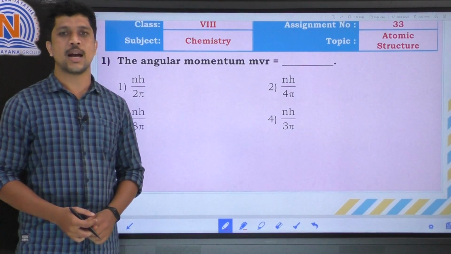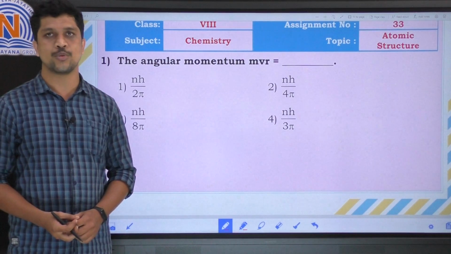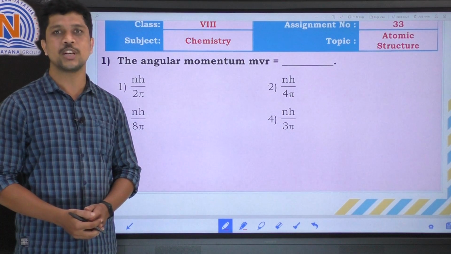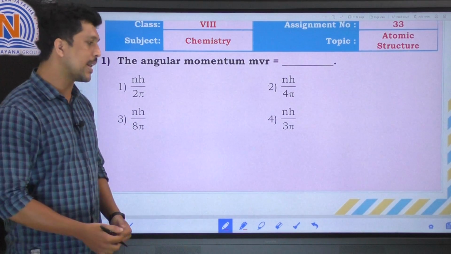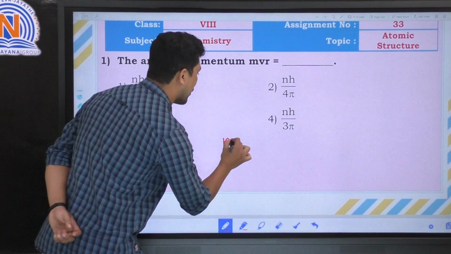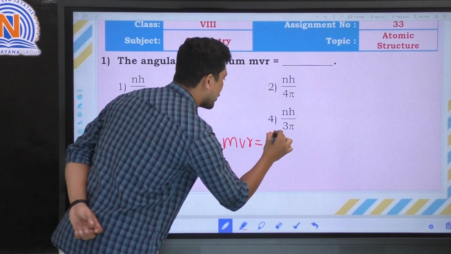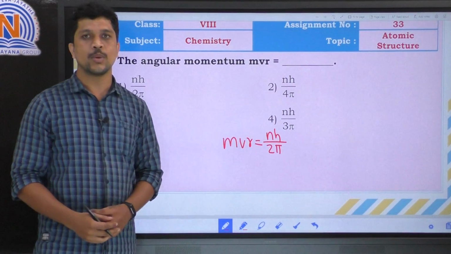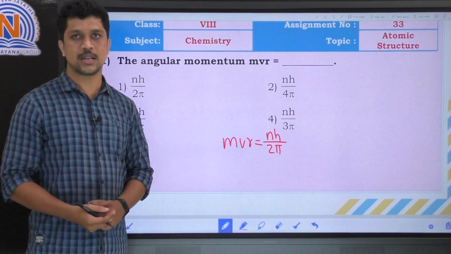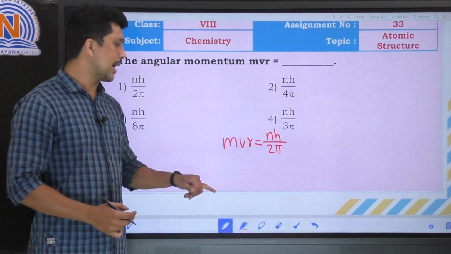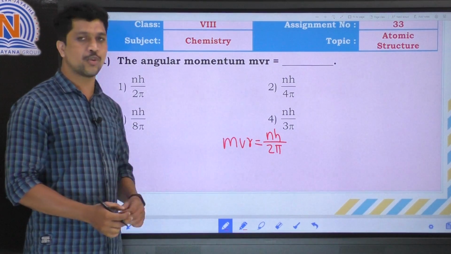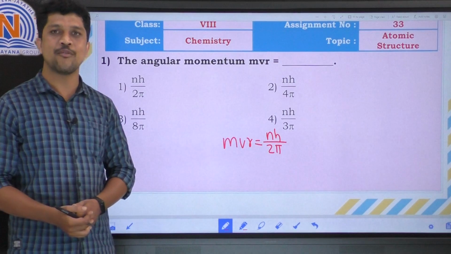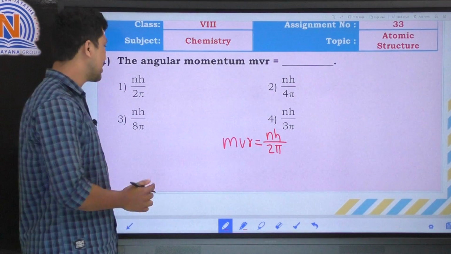Here the first question, the angular momentum mvr equal to. We know that Bohr has explained the angular momentum of an electron. So he proposed a formula that is mvr equal to nh by 2 pi. Here n equal to the orbit number, h equal to Planck constant, m equal to mass of the electron, v equal to velocity of electron, and r equal to radius of an atom. So angular momentum mvr equal to nh by 2 pi. So the correct option is first option.